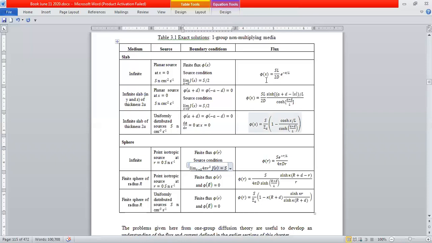Now, if you do this, look at the solution. You get just like you got SL over 2D e to the minus x over L for a plane infinite situation, for a source, you get a very nice, neat, analogous solution to the plane one. You get S e to the minus r over L over 4 pi D r. Now again, for these two cases, you can do it yourself.